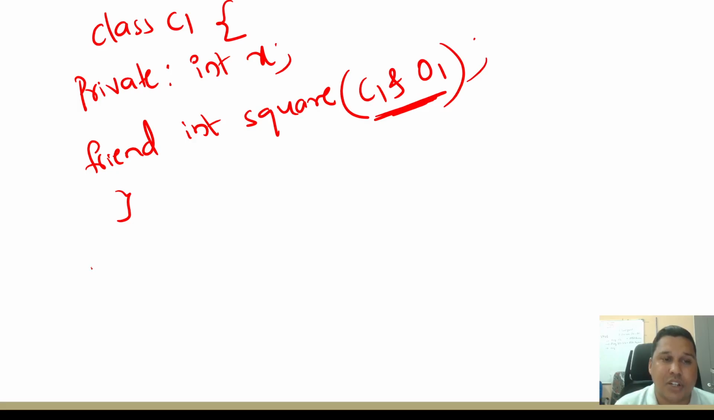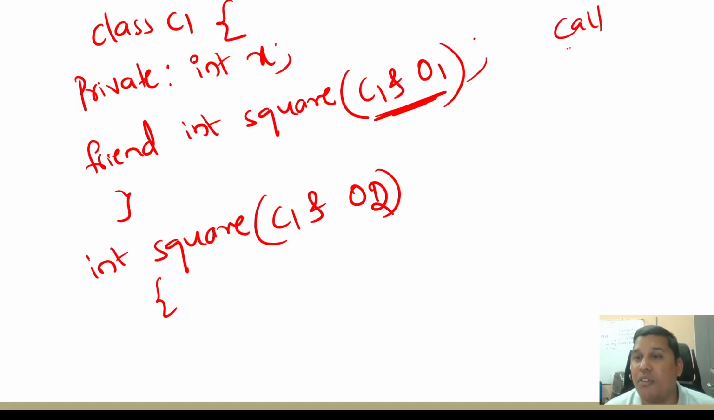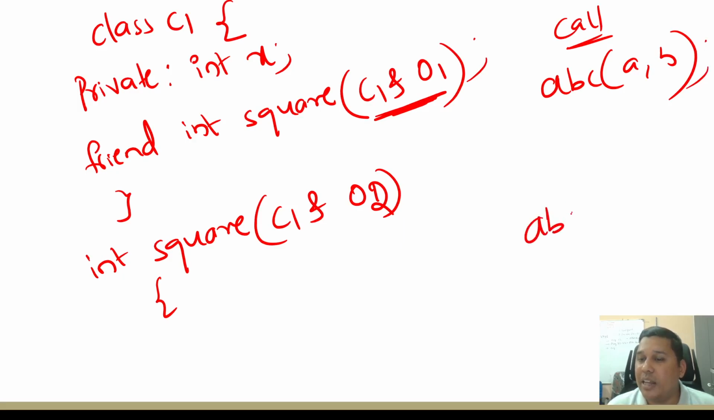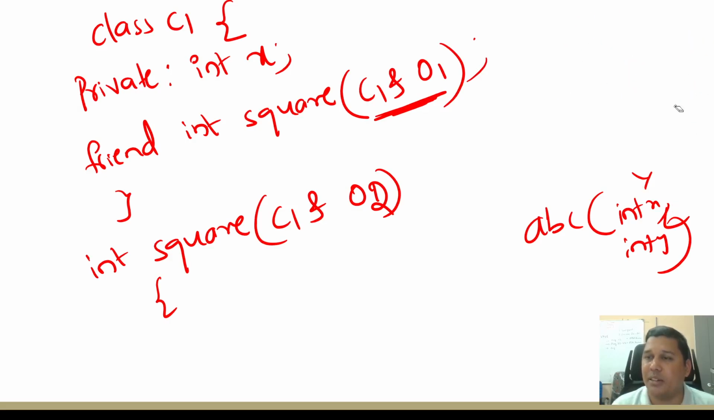So there exists a function, int square, which takes again C1 ampersand O1, or O2 also, whatever it is. It can be anything. I hope you remember function call. We pass ABC of A comma B and we put a semicolon, whereas in the body you can write int x comma int y. So A is passed into x, B is passed into y. Same way here. I'll tell you the significance of this ampersand.